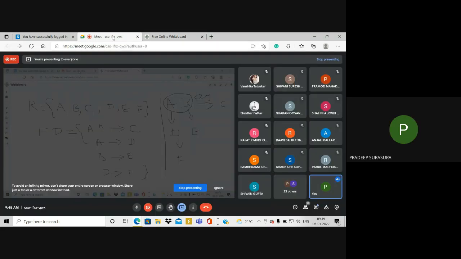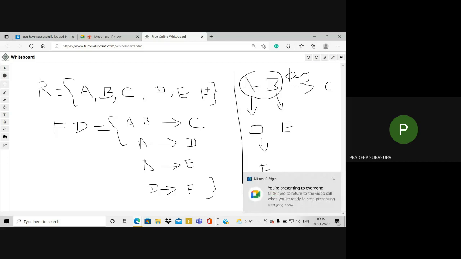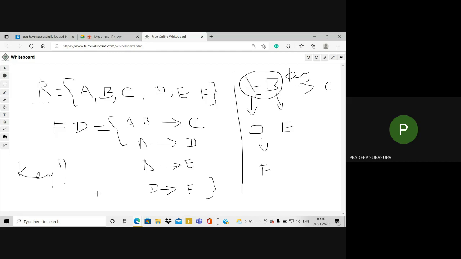Any questions, guys? Please understand every word. So the key is AB here. Now, this is the problem. First they will tell you to find the key and normalize R to its highest normal form. When this is told, you have to first deduce the key like this. So the key is AB, as we have deduced.